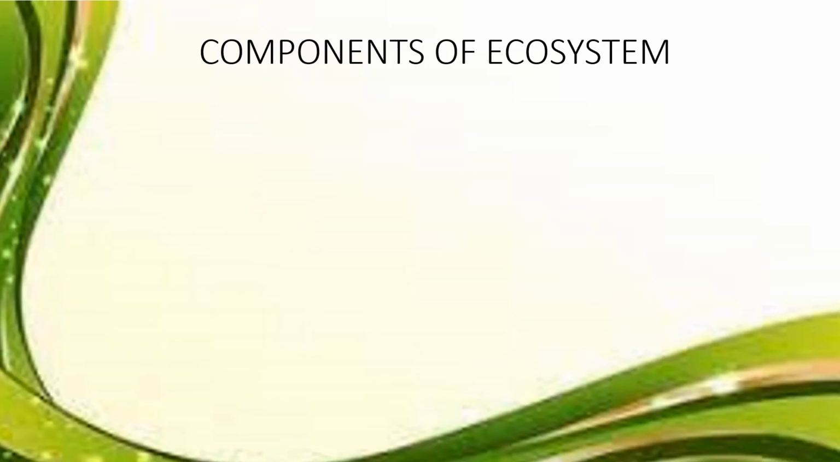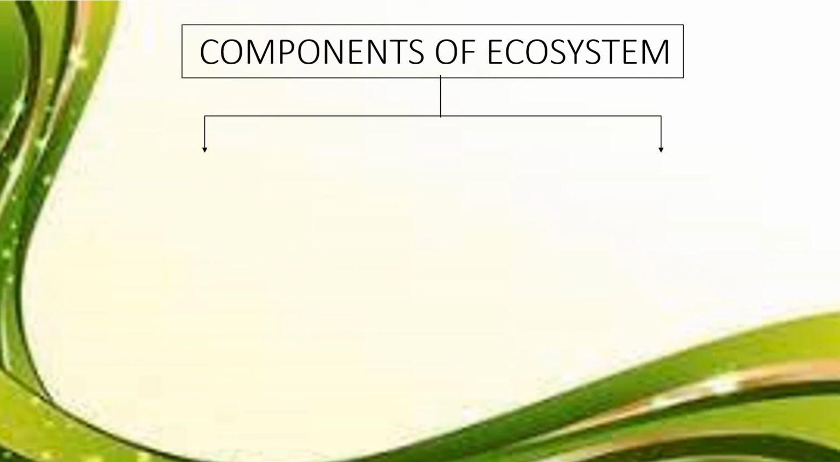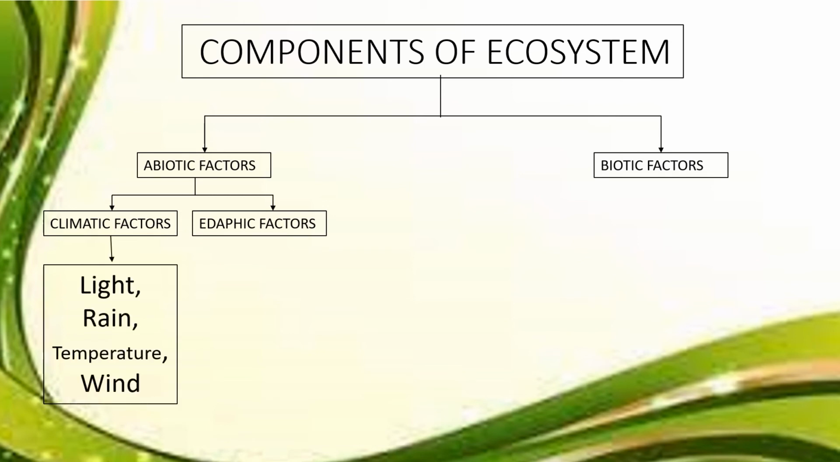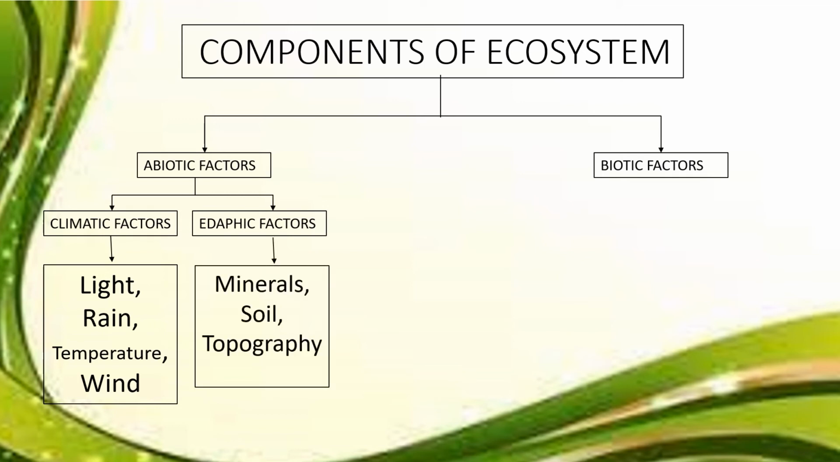As a summary of our lesson, let us consider this. Components of ecosystem are abiotic factors and biotic factors. Abiotic factors are subdivided into two, the climatic factors and edaphic factors. Climatic factors include light, rain, temperature, and wind, while edaphic factors contain minerals, soil, and topography.